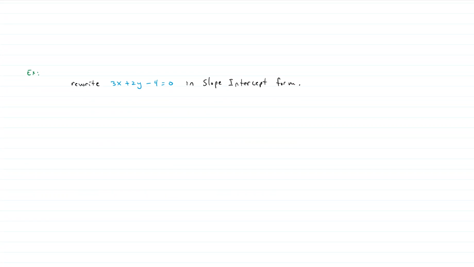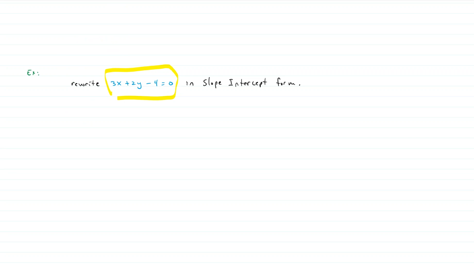Here's another example for us. Rewrite this equation, 3x plus 2y minus 4 equals 0, in slope-intercept form. The problem we're given is in general form, but oftentimes we will be asked, or we will need, to convert this into slope-intercept form. So let's do that here.